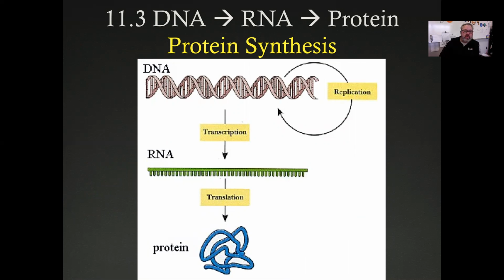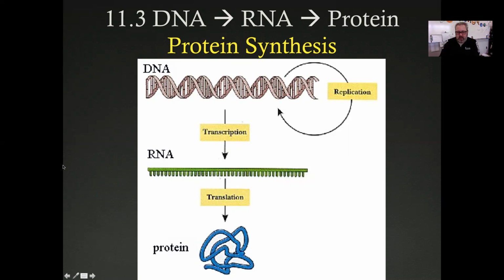Okay, 11.3 is about DNA, RNA, and protein. This is something that we in biology call the central dogma, or it's kind of like the main idea of biology. Okay, DNA makes RNA, RNA makes protein, and protein essentially does everything for living things. Now, obviously, we need a lot of other stuff too, but protein is mostly everything that humans need, or the majority of everything.